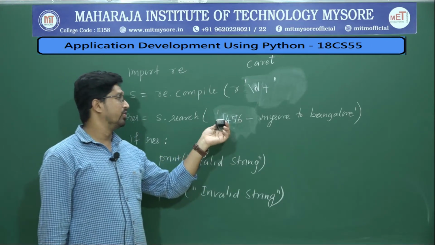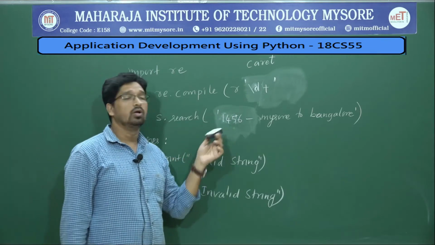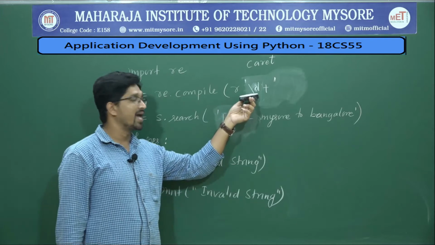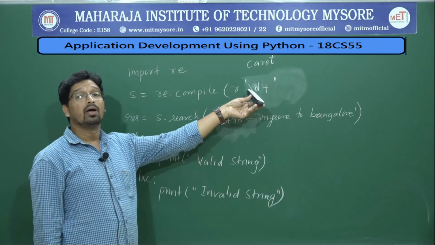But if you don't know how many digits it takes, and you still want to know whether the string is starting with a digit, then you can use \d+. So this will take any number of 1 or more digits.